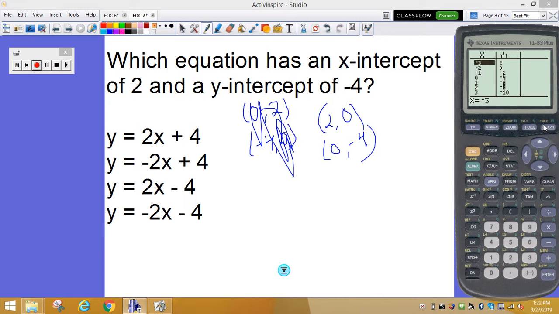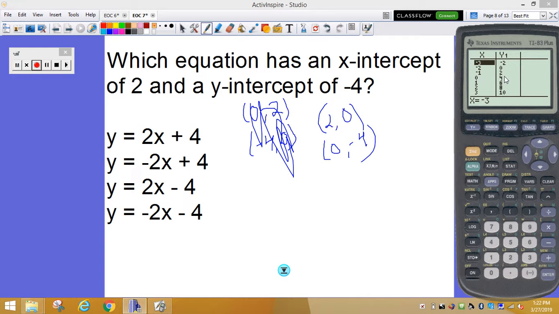So let's talk about what probably would have been a smarter idea for this problem. Hitting graph and looking at my axis. X-intercept on this one was at negative 2. My y-intercept was right. It was at negative 4. So I'm just going to start back at A again. So let's try 2x plus 4. I'm going to show you both.